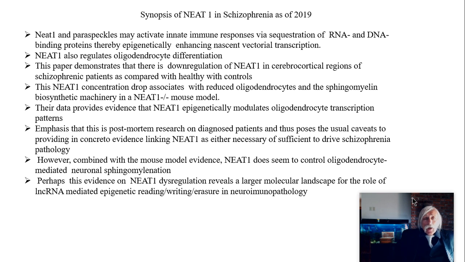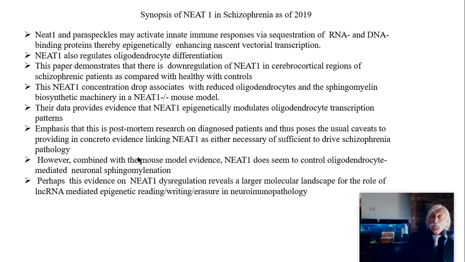So you've got autopsy, post-mortem analyses of schizophrenic brains, and they're backing up doing a knockout of NEAT1 in mouse to determine whether or not what it's altering looks like sphingolipid biosynthesis. So we know now that some of the proteins that are involved in that paraspeckle-mediated control over transcription are indeed the genes that code for the proteins that are involved in sphingomyelin synthesis. Very interesting. The data provides evidence that NEAT1 epigenetically modulates oligodendrocyte transcription patterns, definitely.